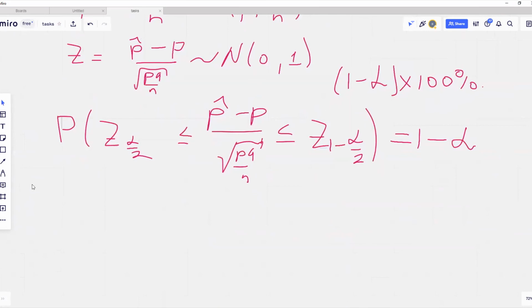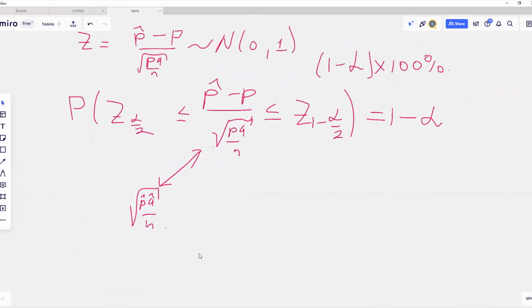Okay, and now if we move on further from here, even if we substitute 1 minus p instead of q here, then expressing p explicitly in terms of other variables will not be an easy task. So what we are going to do is switch this term for the root of p hat q hat over n. Basically, we are making a lot of assumptions here, but if our sample size is large enough, then we'll get an adequate confidence interval.